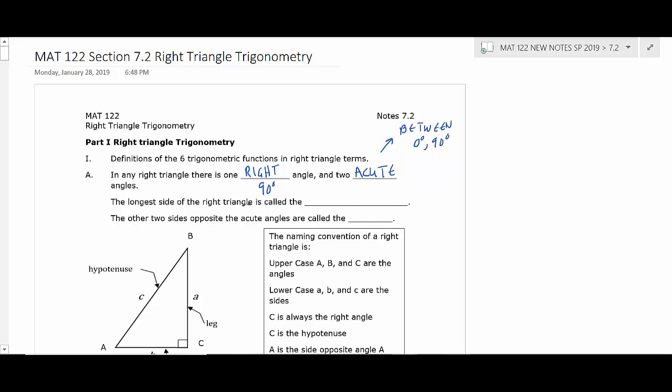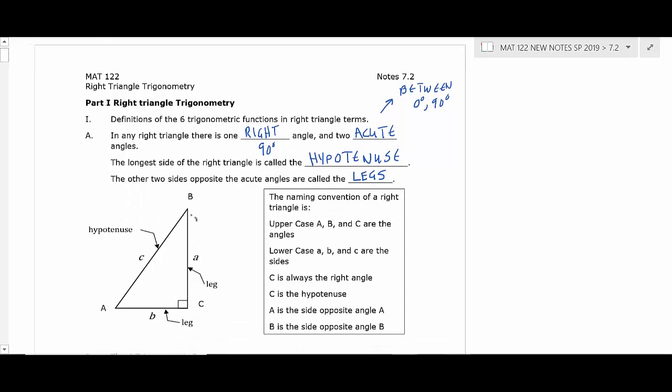The longest side of a right triangle, you may recall, is called the hypotenuse. I'll use that terminology quite a bit. The other 2 sides, opposite the acute angles, are called the legs. The diagram I provided shows you that. You have a right triangle. This is your right angle. Angle B and angle A are the acute angles. The hypotenuse is the longest side of the triangle, and the legs come together to make the right angle.